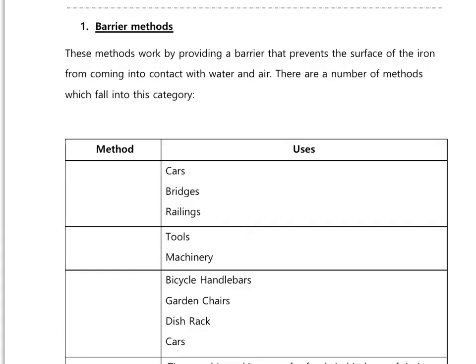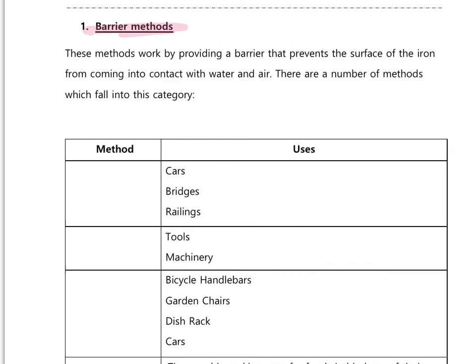So first of all, let's look at barrier methods. And as we looked at on the previous page, these methods work by providing a barrier that prevents the surface of the iron from coming into contact with water and air or oxygen. And there's a number of methods that fall into this category, and sometimes in an exam you're asked to suggest which barrier method may be the most appropriate for a particular use.